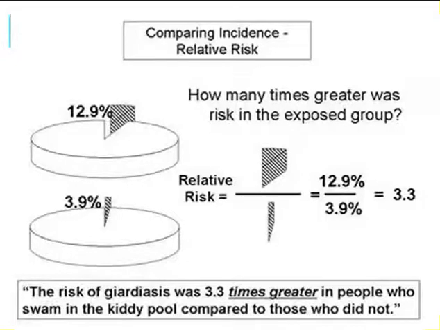We can say that the risk of giardiasis was 3.3 times greater in persons who swam in the kiddie pool as compared to those who did not. So that means obviously that this kiddie pool was not treated, it was contaminated and it needs to be disinfected. Okay, so this is how we estimate. So what is the risk of giardiasis for those who are swimming in that pool? It is almost 3 times more as compared to those who do not swim.